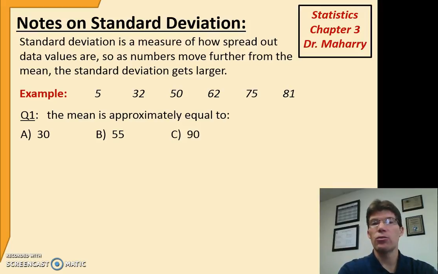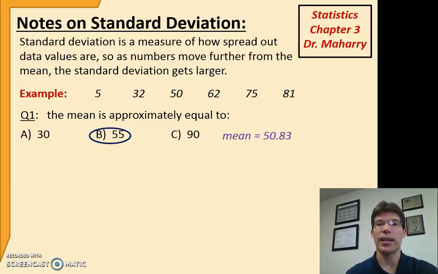Okay, so if I look at those numbers and how they're spread out, I would guess the average is somewhere in the 50s or 60s. Okay, it clearly cannot be 90. All the numbers are less than 90. It really couldn't be 30 because there's only one number below 30. So the average has to be somewhere in the middle. So I would guess around 55 in this case. And if you actually calculate it, add those 6 numbers up and divide by 6, you get 50.83.